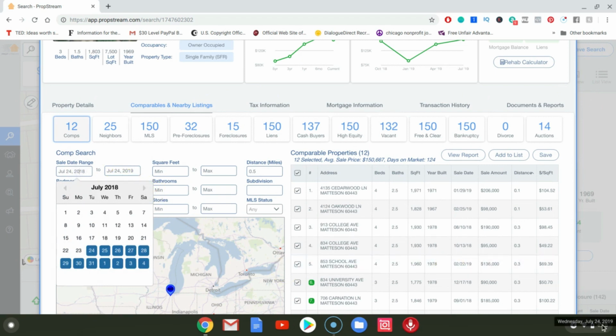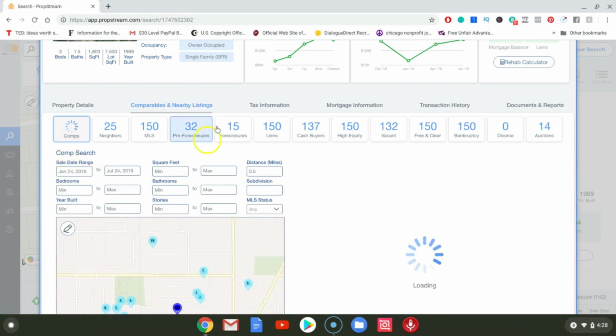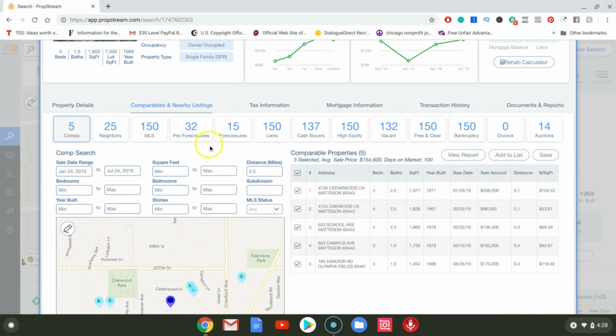Now, today, as you can see, is Wednesday, July 24th. So I'm just going to click this over 6 times. 1, 2, 3, 4, 5, 6. And essentially, this is just to get the last 6 months. So I'm under the comparables and nearby listing sections, and I'm going to get the comps for this property.